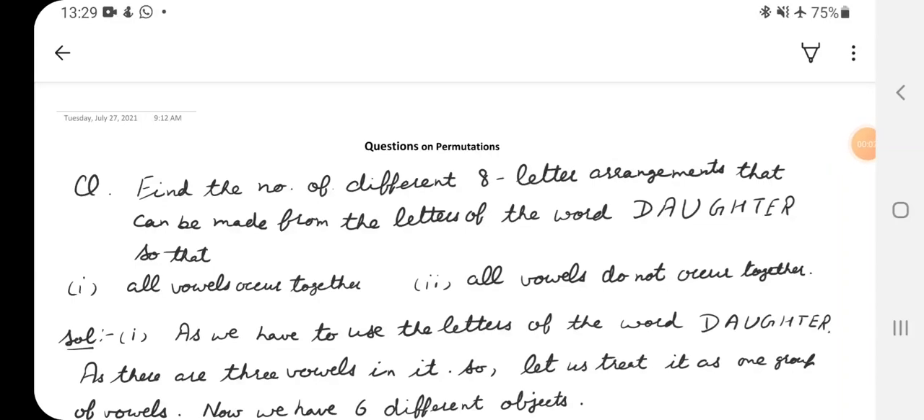Good evening, students. Today we are going to discuss questions based on the permutations topic we did yesterday. Now today we will revise some questions based on this.